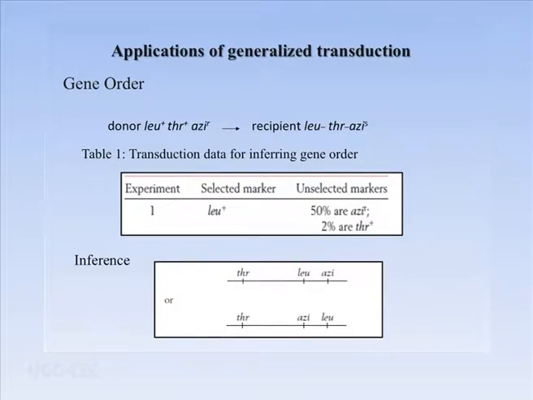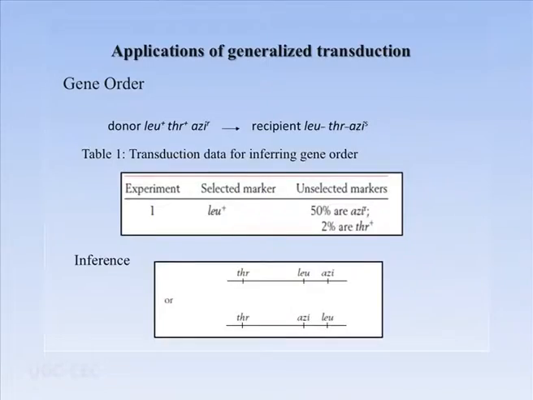After transduction has been carried out, we go for the phenotypic composition of the progeny colonies, or we can say of the recombinant bacterial colonies. So what do we see? In the first experiment, we take the selectable marker as leucine. Those colonies which are leucine positive as well as resistant to sodium azide are 50%. So 50% of them are resistant to both. The second is leucine positive and only 2% are threonine positive.